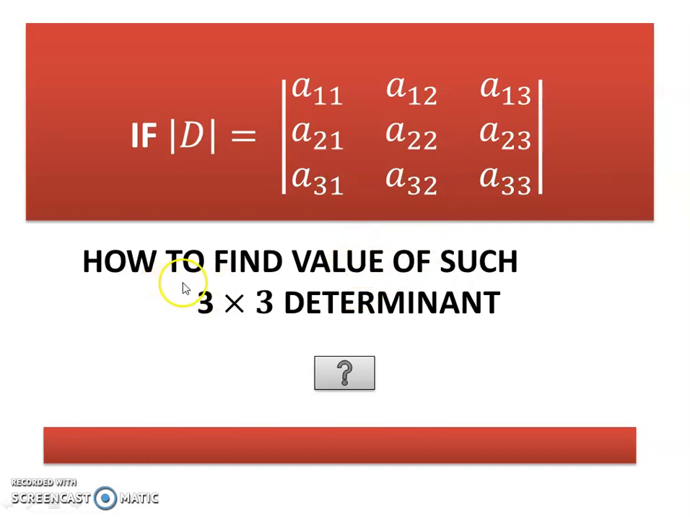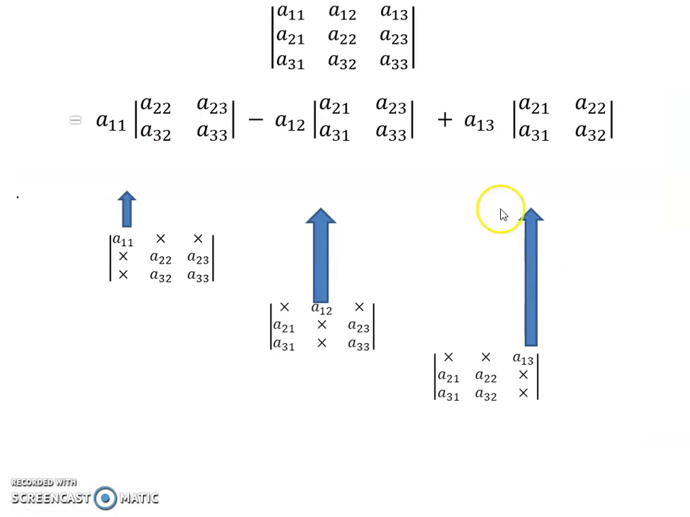Now, my question is how to find the value of such a 3 by 3 order determinant. We must revise this question again to solve examples based on the value of a determinant of order 3 by 3. Just revise. I take A11, A12, A13, A21, A22, A23, A31, A32, A33. These 3 columns and 3 rows are available. Now, we continue from this step.